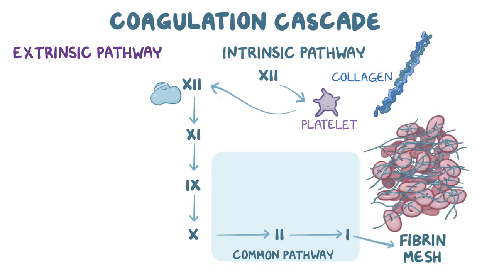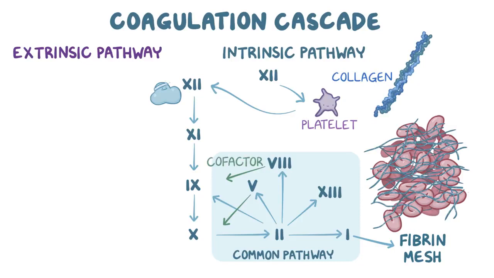fibrin mesh. When factor 2 gets activated, it also activates four other factors, 5, 8, 9, and 13. Factor 5 gets activated and acts as a cofactor for 10. Factor 8 acts as a cofactor for factor 9, and factor 13 helps factor 1, or fibrin, form crosslinks. In the extrinsic pathway, exposed tissue factor activates factor 7, which activates factor 10 and starts the common pathway.